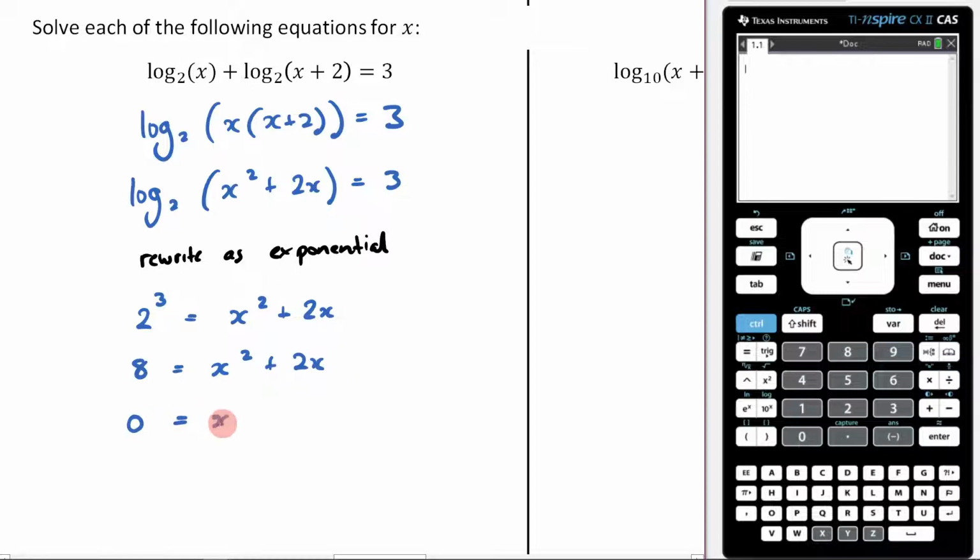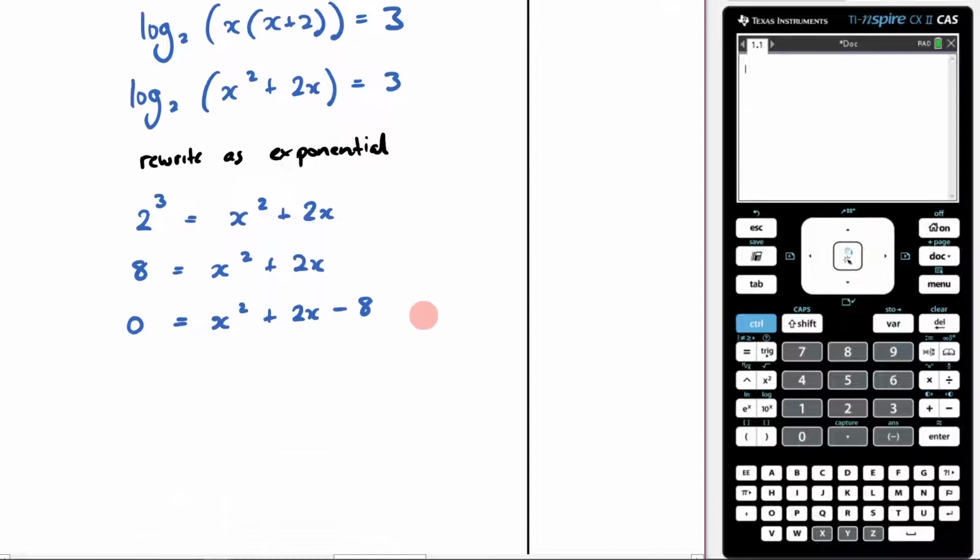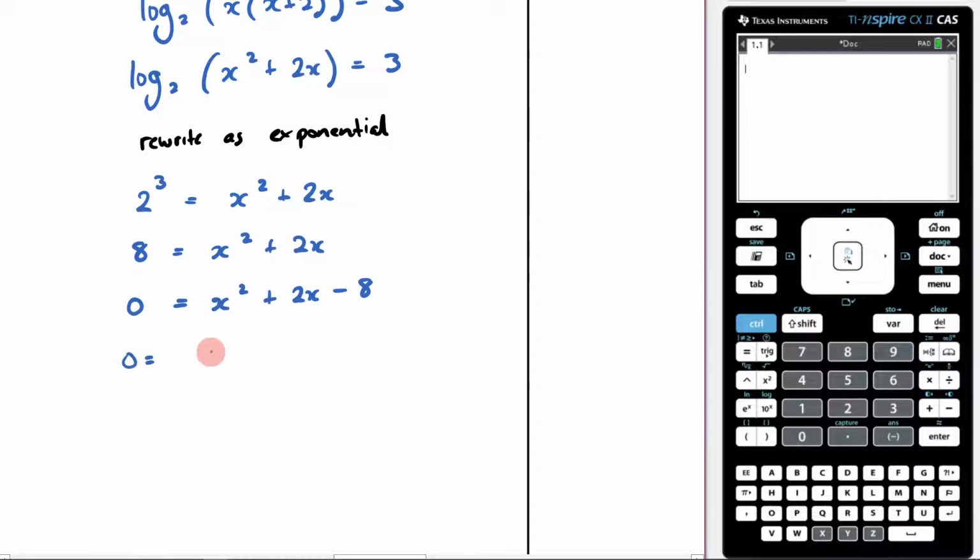0 is equal to x squared plus 2x minus 8. So I've just rearranged it, and now I can factorize this. What are two numbers that I can multiply to get -8 and add to get 2? That's going to be plus 4 and -2. 4 times -2 is -8. 4 plus -2 is positive 2. So x is going to be equal to -4, or x is going to be equal to 2.